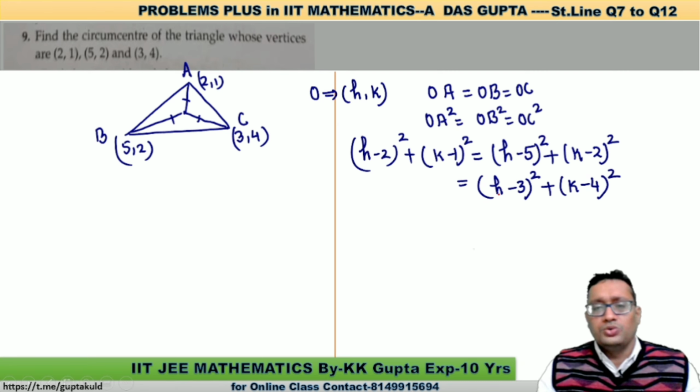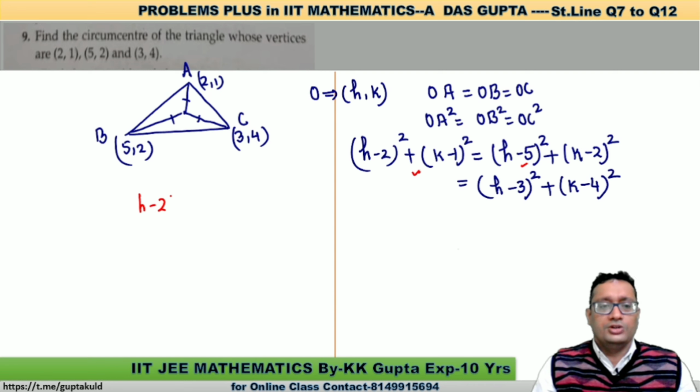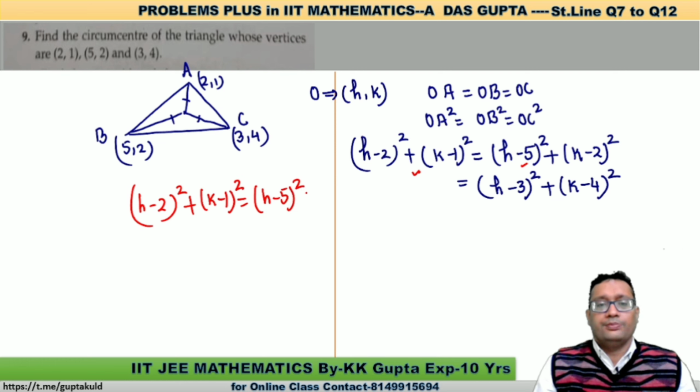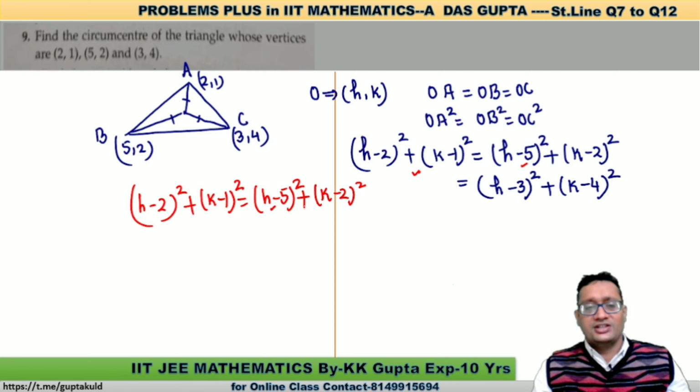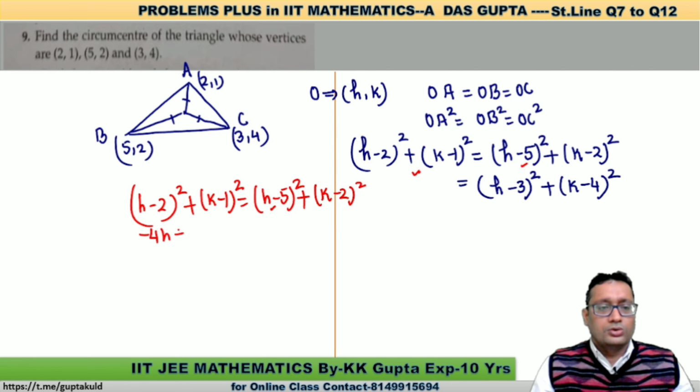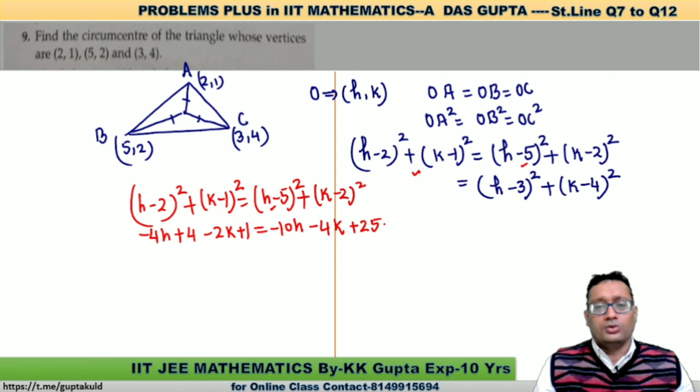So we will use the two equations, this first one and this one. (h − 2)² + (k − 1)² = (h − 5)² + (k − 2)². Just see here, this is h², and the h² will get cancelled. Here −4h + 4, this will be −2k + 1, and here −10h, −4k, plus 25 plus 4. I am considering this equation and this equation.